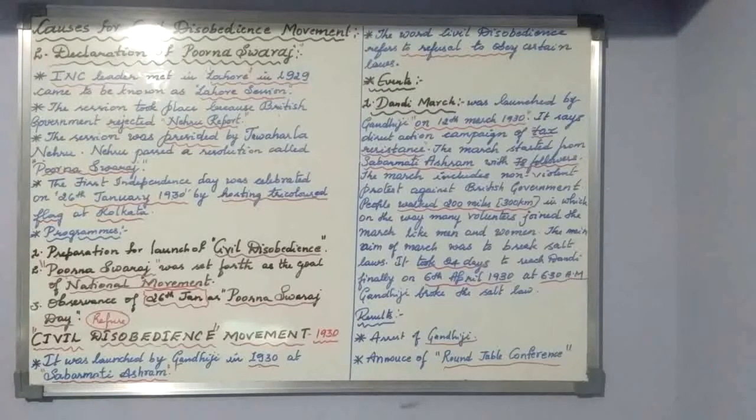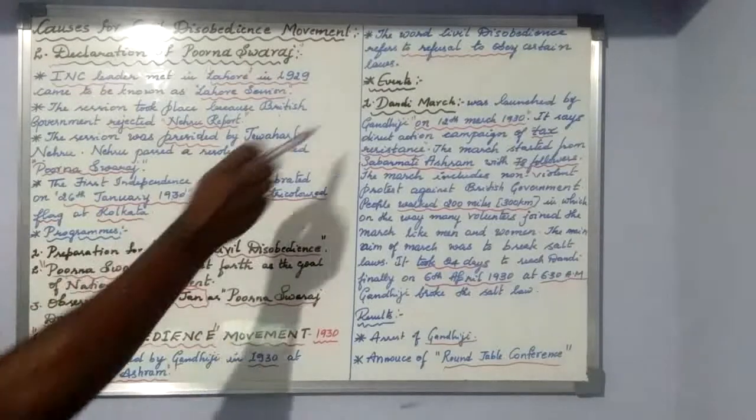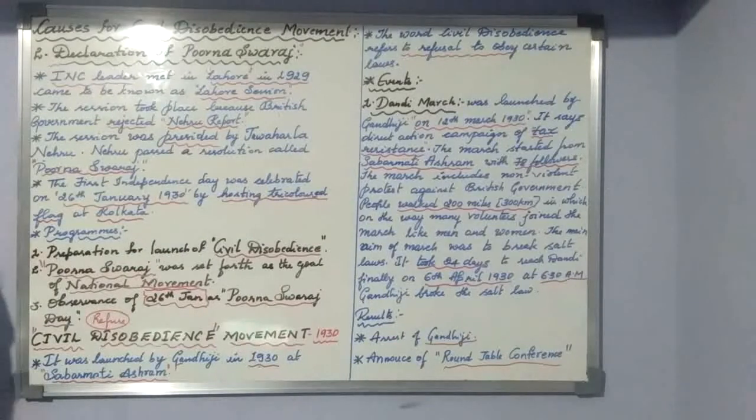When this movement was launched, the first and foremost success seen by Gandhiji was the breaking of the salt law. Salt is basically a gift of nature, and it was imposed with heavy taxes in India. The first program Gandhiji took under the civil disobedience movement was to break the salt law in India.